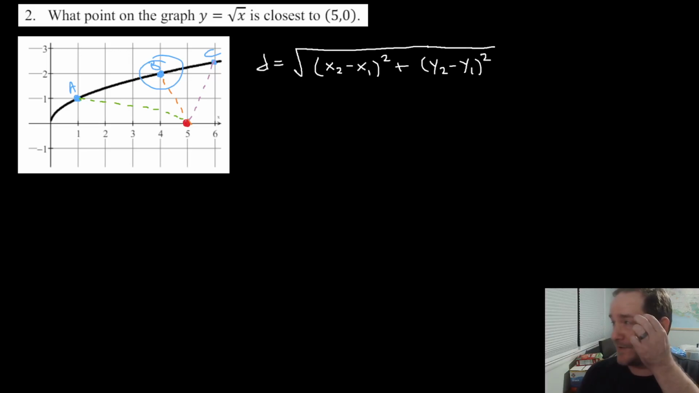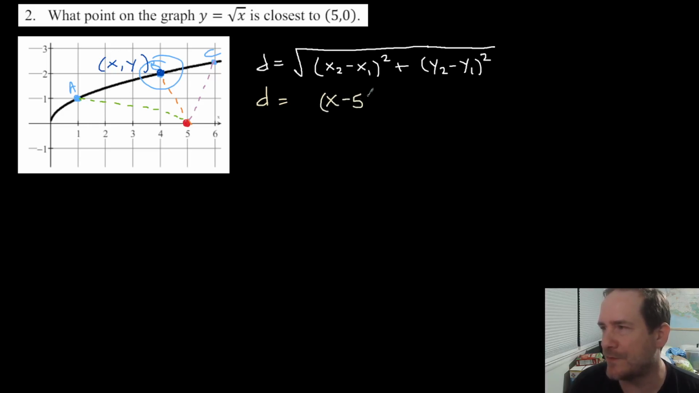So if that's the distance formula, well, then we need to let one of these points be, well, I guess it just has to be x, y, right? We don't know the coordinates, so let it be variables, x comma y. And then we can substitute into the distance formula and say, if I want the distance from the point (x, y) to the red point, which is (5, 0), then the x's will be x minus 5, and we'll square that. And the y values will be y minus 0.